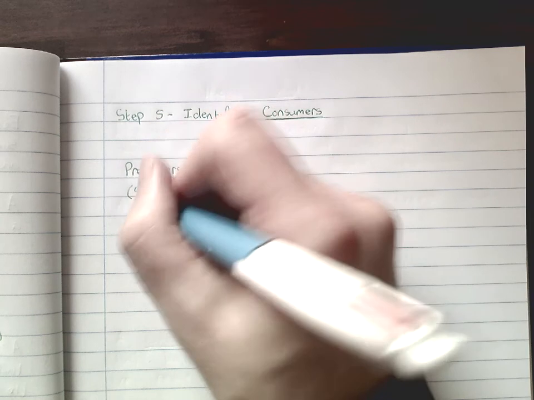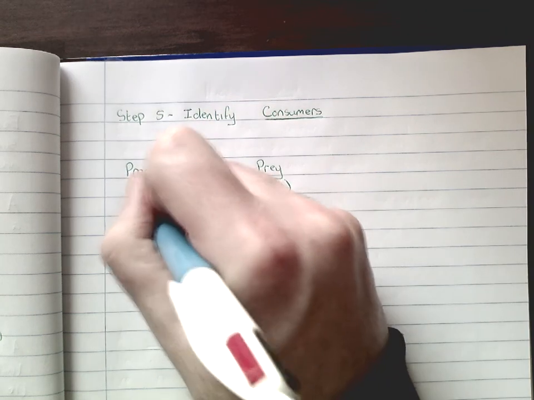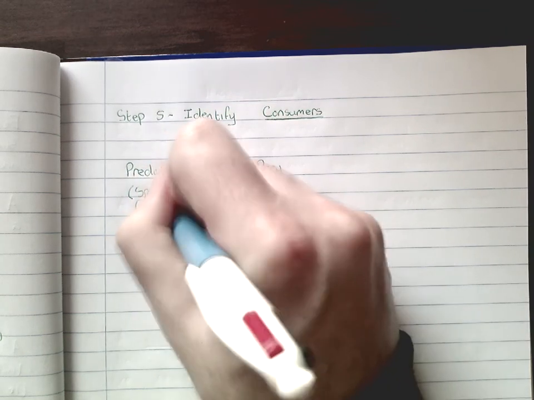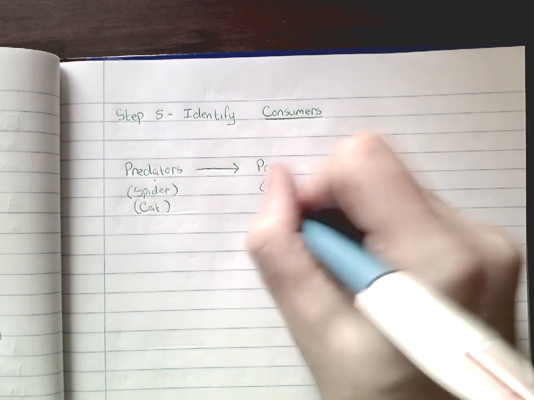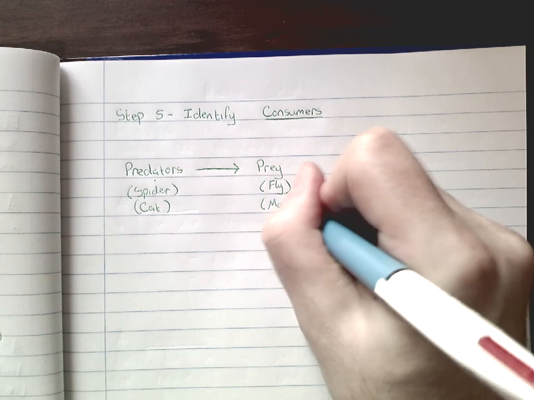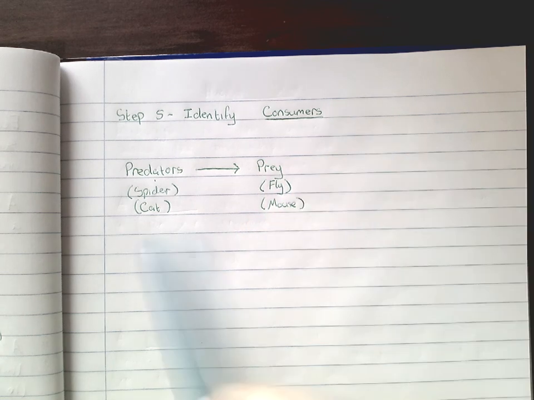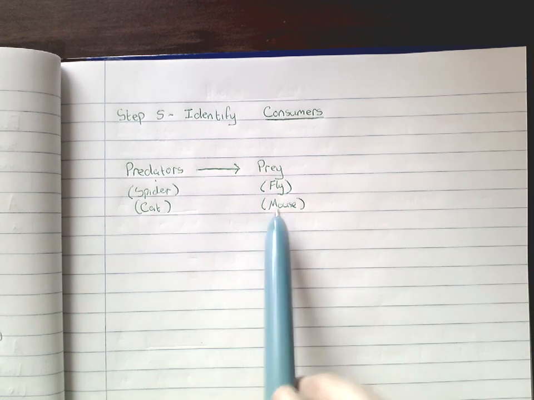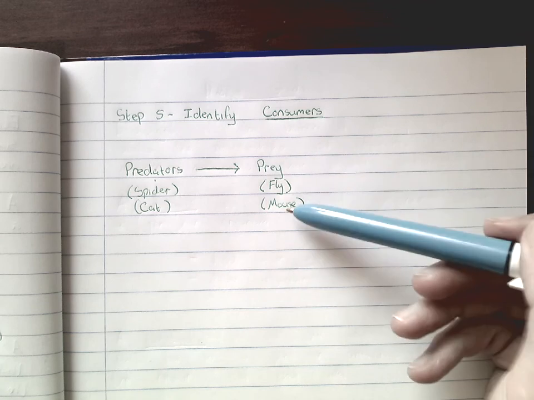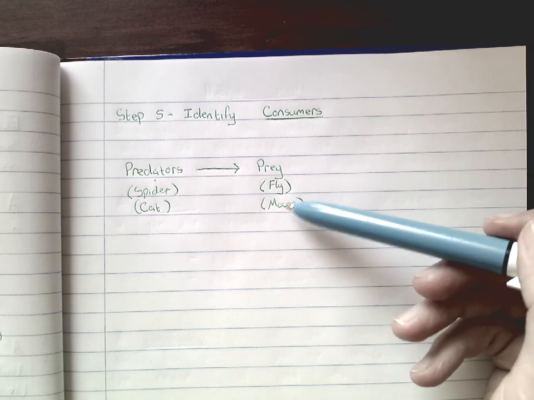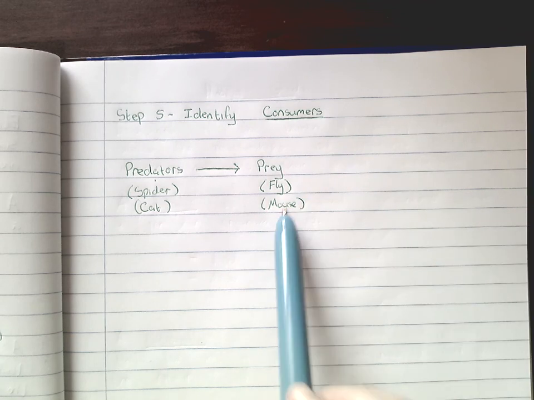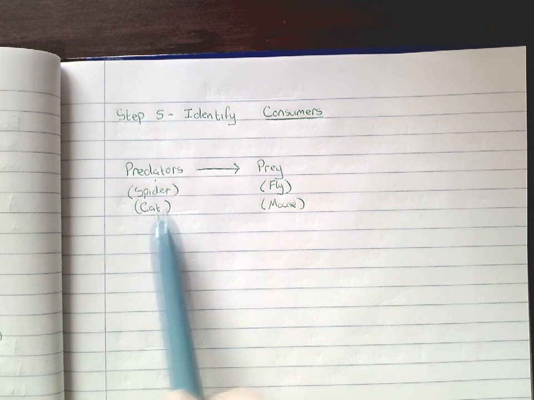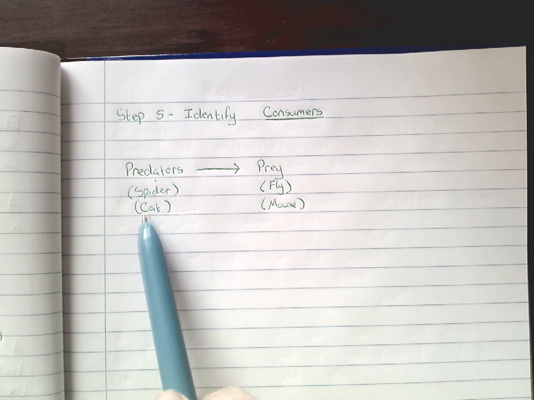Another one might be, for example, a cat and a mouse. So again, these two things are predator and prey, and they're also consumers. So mice are going to eat insects and things like that, and mice can also be predators for other insects, and then cats are predators as well because they hunt and catch their food.